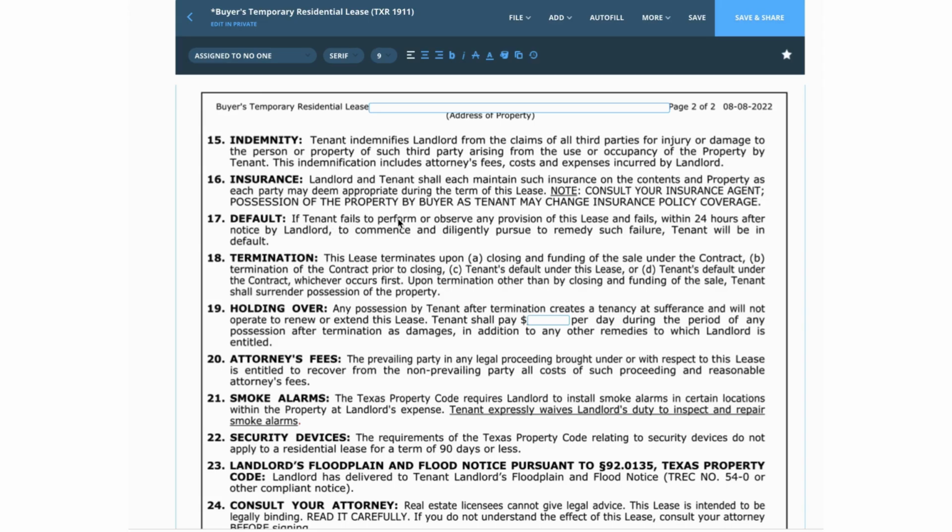If tenant fails to perform or observe any provision of this lease and fails, within 24 hours after notice by landlord, to commence and with due diligence pursue to rectify such failure, tenant will be in default. They've got 24 hours once they're notified that they're in default to make it right, or they'll be in default.